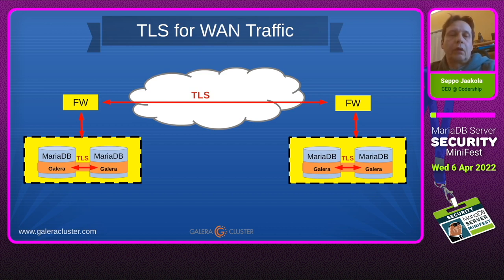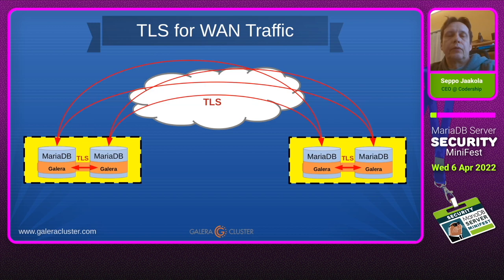This is how the topology looks when you have configured segmentation, so there are not that many connection lines through the open public network. But if you don't use segmentation, then all pairs of these MariaDB nodes have to have a connection to each of the other nodes on the other side. But basically, the encryption works the same way, so it's a TLS configuration and nothing else.